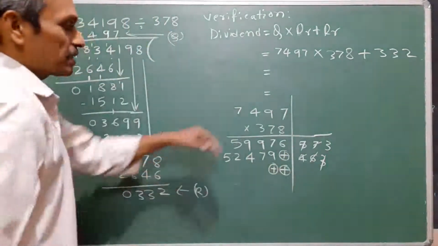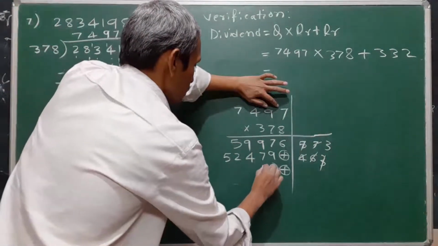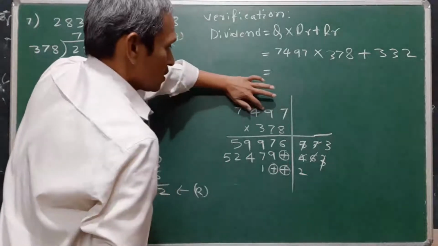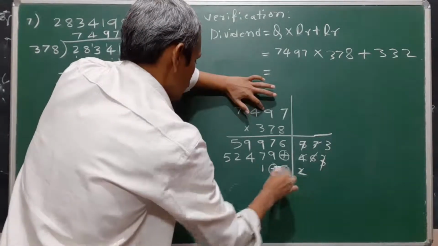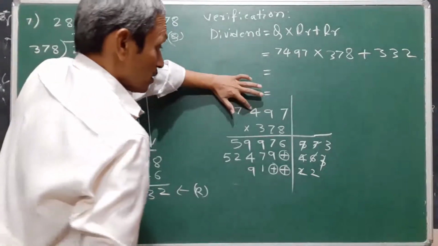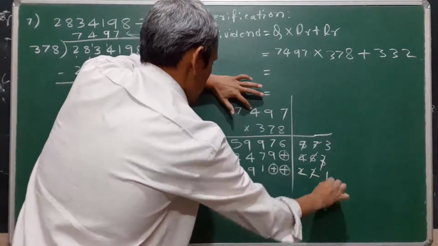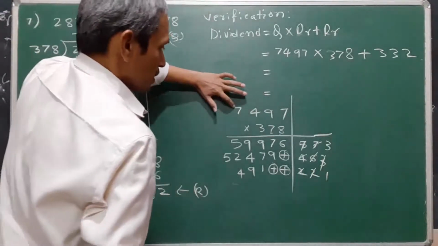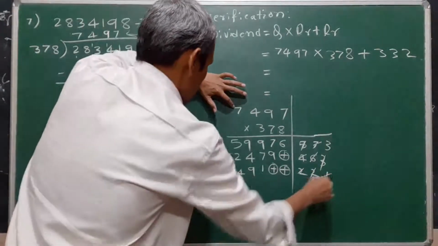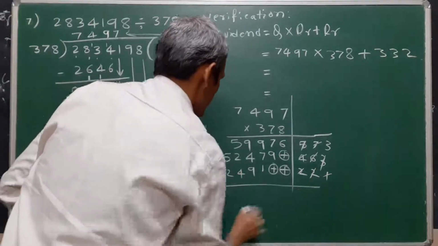I will multiply by 3. 3 sevens are 21. 3 nines are 27 plus 2, 29. 3 fours are 12 plus 2, 14. 3 sevens are 21 plus 1, 22. Add this.